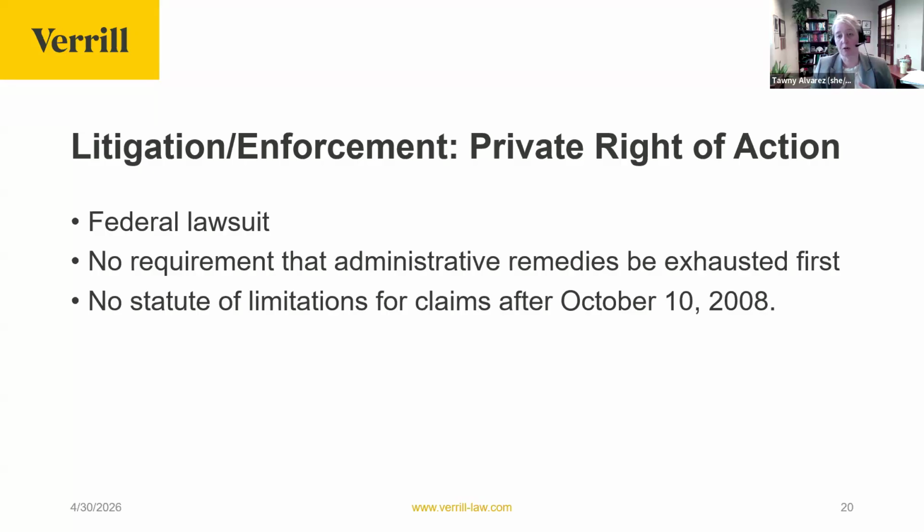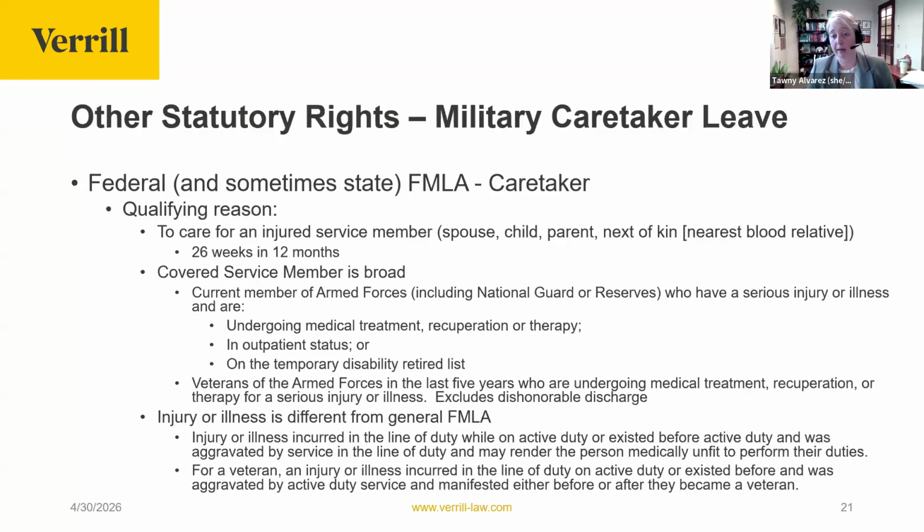Let's jump to employees who are going out on military leave, who are serving their country in one way or another. There are also all the people who are still at home supporting our servicemen and women, as well as the veterans who are coming home after their service, and you employ those individuals. The first one we want to talk about is military caretaker leave. It's available under the FMLA for employers who have 50 or more employees within a 75-mile radius, as well as state FMLA obligations, depending on the state in which you operate.